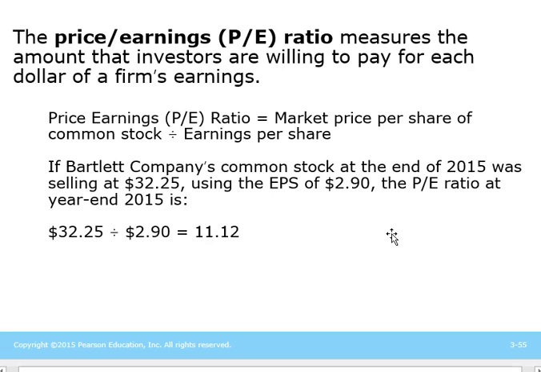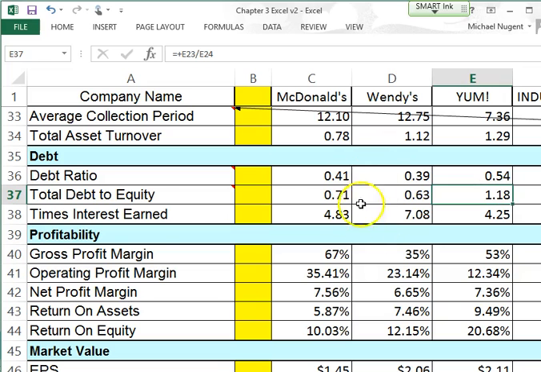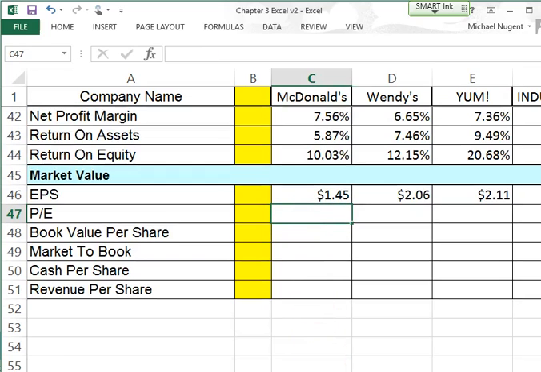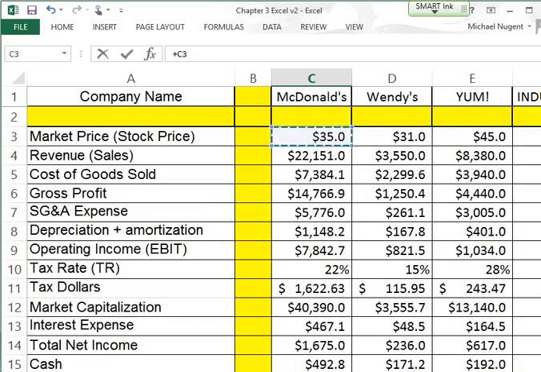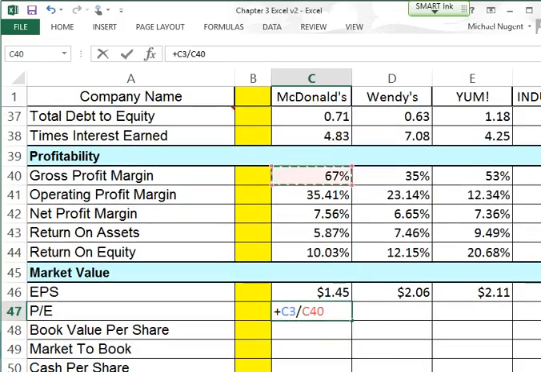So return on equity we talked about. PE ratio, price to earnings ratio. We take the stock price divided by the earnings per share. For the PE ratio, the stock price is what's sometimes referred to as the market price, and we're going to divide that by earnings per share. This is right here. So McDonald's has a PE of 24, which means the stock is trading at 24 times earnings.